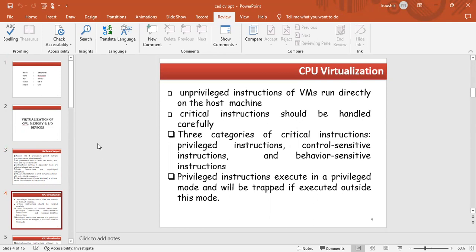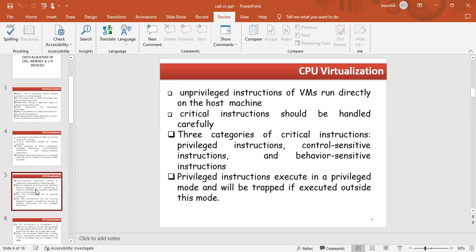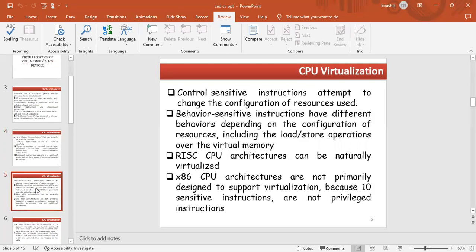Three categories of critical instructions: privileged instructions, control-sensitive instructions, and behavior-sensitive instructions. Privileged instructions execute in a privileged mode and will be trapped if executed outside this mode. Control-sensitive instructions attempt to change the configuration of resources used. Behavior-sensitive instructions have different behaviors depending on the configuration of resources, including the load and store operations over the virtual memory.